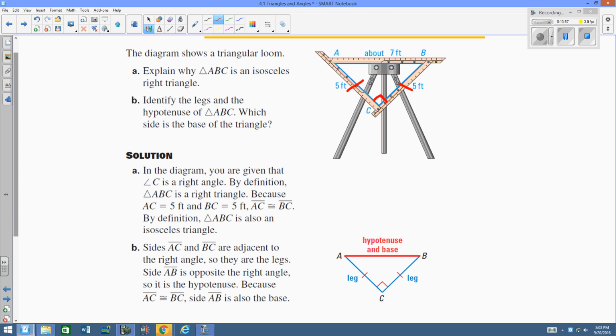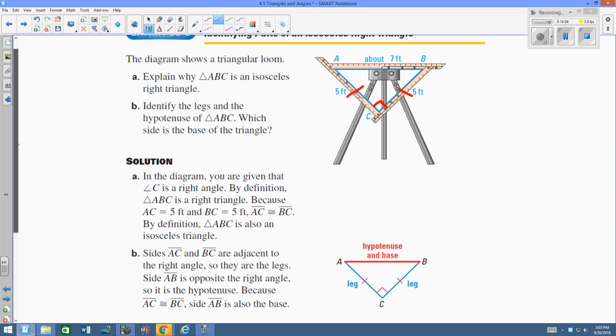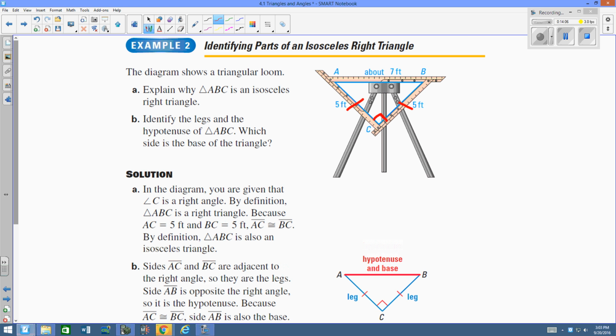You could write something along the lines of two sides are the same and it has a right angle. The second part of the question asks, identify the legs and the hypotenuse of ABC. Which side is the base of the triangle? The legs would be 5 feet and 5 feet because they're the same as each other. They would also be 5 feet and 5 feet because they're touching the right angle. The hypotenuse would be 7 because it's across from the 90-degree angle. And it would also be the base because it's the third side that's not the same as the other two.